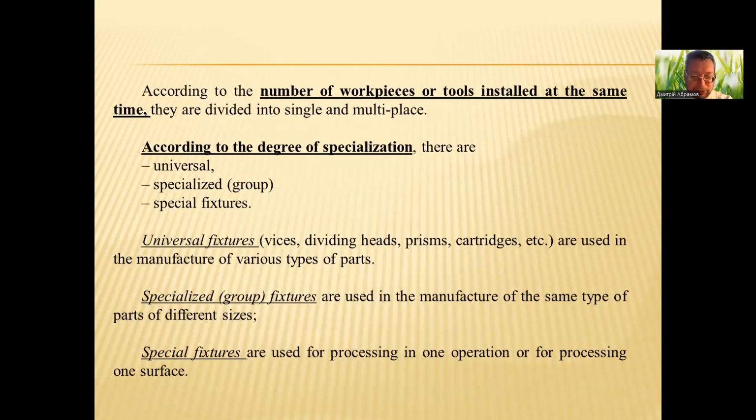And we continue to the next slide. According to the number of workpieces or tools installed at the same time, they are divided into single and multiplace. According to the degree of specialization, there are universal, specialized or group, and special fixtures. One more time: universal, specialized, and special fixtures.